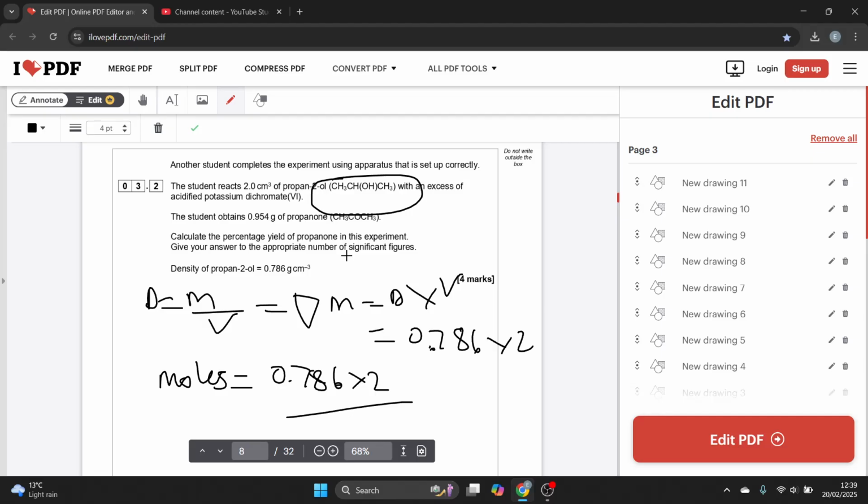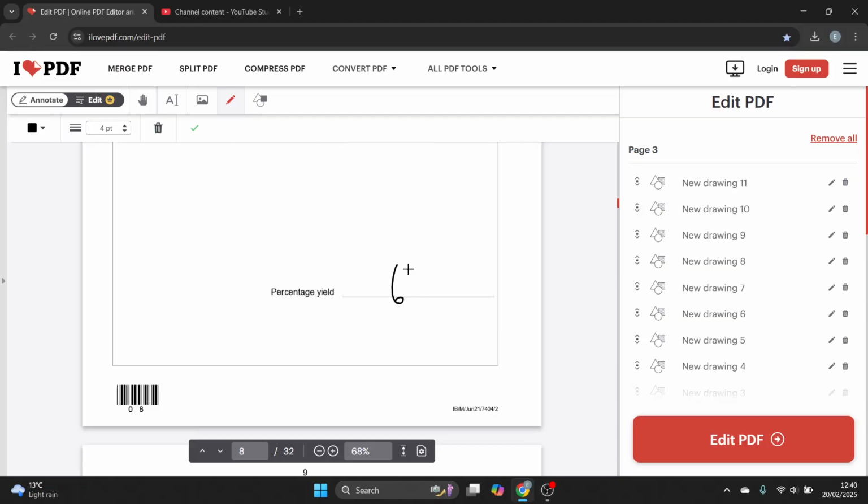You get the moles of that. Then you know they've got a 1-to-1 molar ratio. Therefore, you want to find out the theoretical yield of propanone. Moles is mass over Mr, so mass is going to be the moles I've worked out times the Mr of propanone: 12 plus 3 plus 12 plus 16 plus 12 plus 3. Then I use my theoretical yield: 0.954 divided by my answer, times 100, gives 62.8%. But it says appropriate number of significant figures, so 63%.